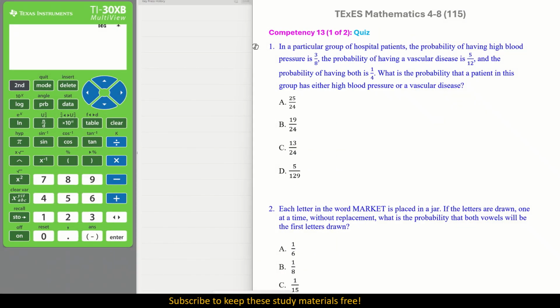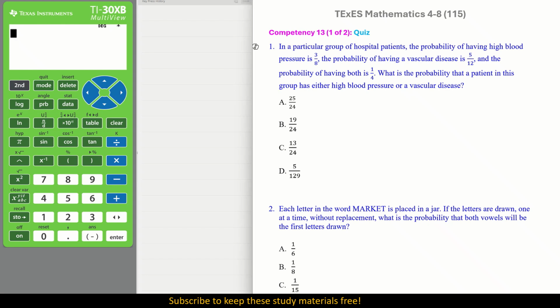Number 1. In a particular group of hospital patients, the probability of having high blood pressure is 3/8. The probability of having a vascular disease is 5/12. And the probability of having both is 1/4. What is the probability that a patient in this group has either high blood pressure or a vascular disease?